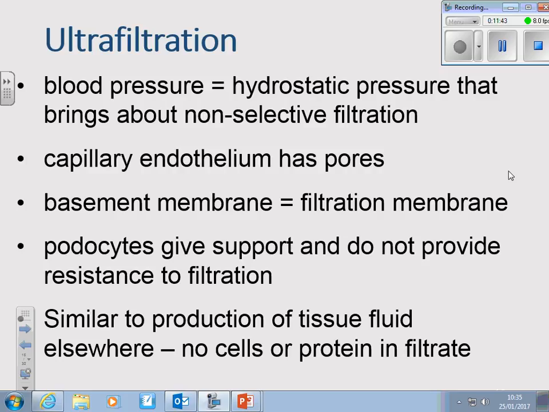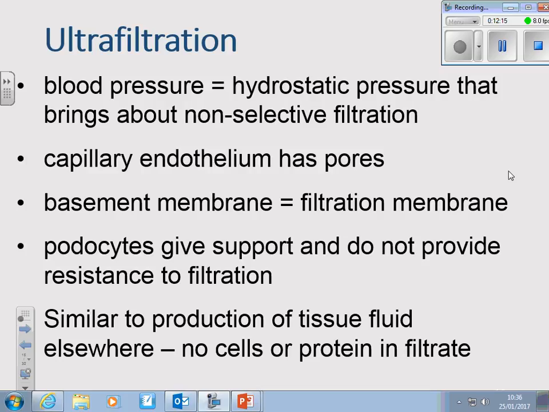We call it ultrafiltration because it's not just ordinary filtration, it's extreme, if you like, and it's non-selective. The idea of it being non-selective means that it removes water, urea, sodium ions, potassium ions, glucose, amino acids. Amongst that lot, some of that's useful, some of it's waste, but this process is non-selective. The kidneys do not just filter out the waste to start with. They filter out everything that's small enough.